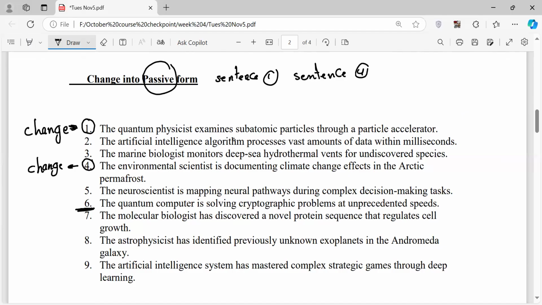Mister, again, change from what to what, passive or active? They are active. Change them to passive. Here is written on the board: change into passive form. Okay. All of you know what we are doing now? Abdullah, Lujain, Saif, Yusuf, Abdu. All of you know what to do.